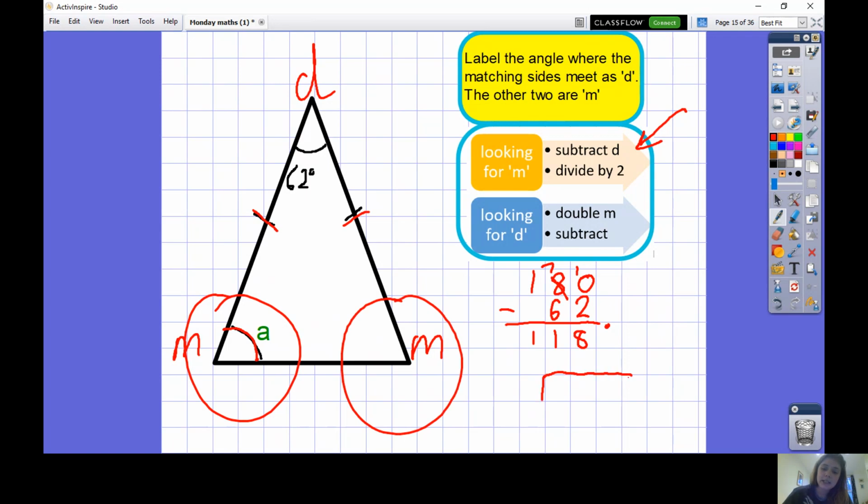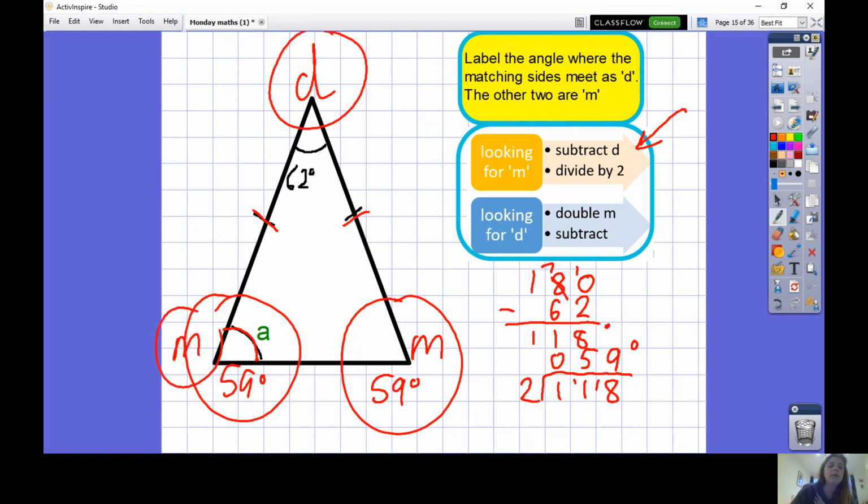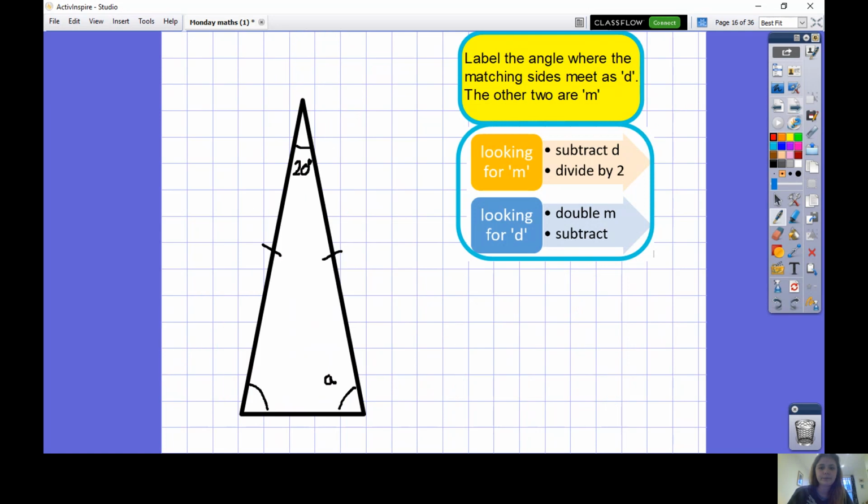Because I know both of them are exactly the same, to find one of them, all I need to do now is divide it by 2, splitting that perfectly in half. Again, I'm going to use the formal written method to make sure I don't make any mistakes, and I'm left with 59 degrees. That tells me 59 degrees and 59 degrees are these two missing angles. So remember, the most important thing when you're doing these questions is to correctly identify whether you're looking for the different angle or the matching angles.